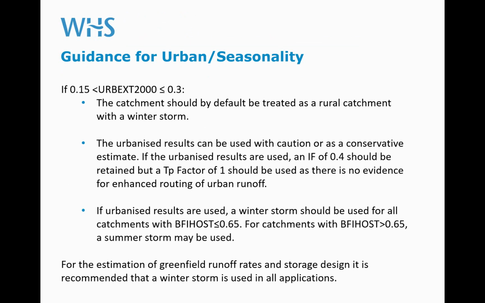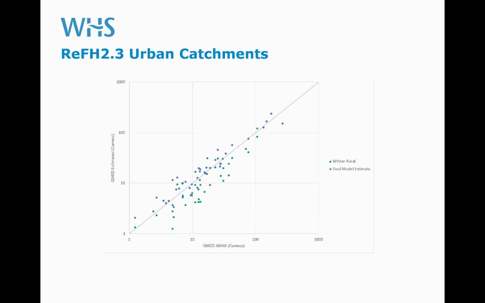First of all, the catchment should by default be treated as a rural catchment with a winter storm. You can use urbanised results, but they should be used with caution or as a conservative estimate. If the urbanised results are used, an IF of 0.4 should be retained, but a TP factor of 1 should be used, as there's no evidence for enhanced routing of urban runoff. If urban results are used, a winter storm should be used for all catchments where the BFI host is less than 0.65. For catchments where the BFI host is greater than 0.65, a summer storm may be used. If you're estimating rainfall runoff rates and storage design, it is recommended that a winter storm is used in all applications.